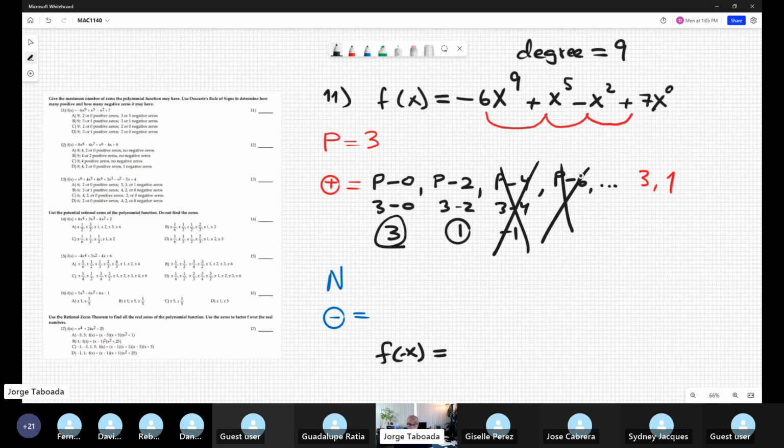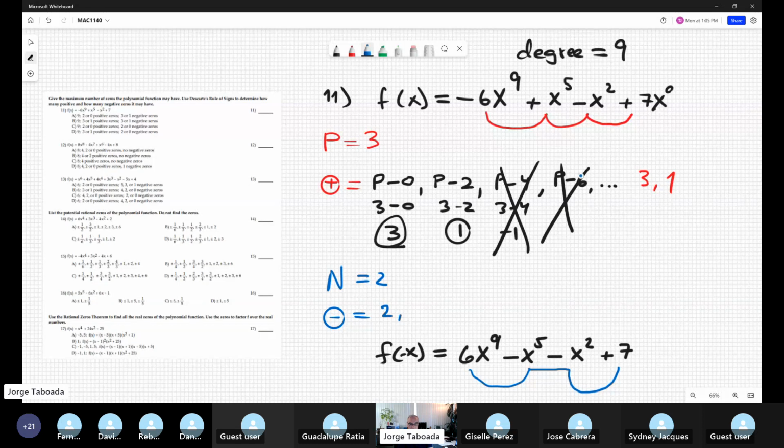This is minus, this is positive 6, x to the 9, minus x to the 5, so the exponent gets odd number change. The negative, no. Let's investigate the change of signs in this new polynomial after the reflection. This is positive to negative, 1, negative to negative, no change, 2. And the rule is the same.